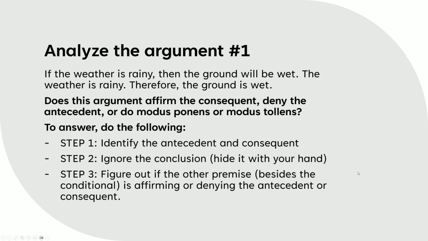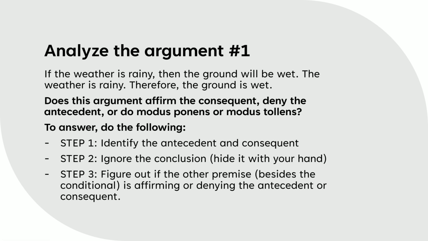Great. Now what do I do? The next step is ignore the conclusion. Literally, you might want to hide it with your hand. Ignore the conclusion, which is therefore the ground is wet. How do I know that is the conclusion? It comes after a conclusion indicator, therefore. All right, so I ignore the conclusion, and then here's the final step.